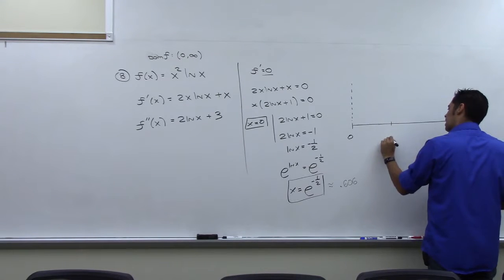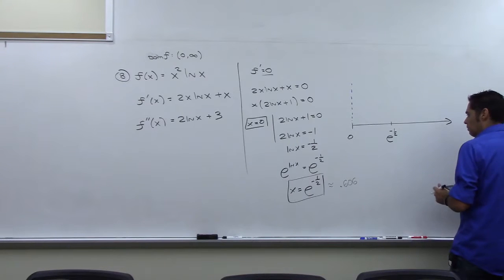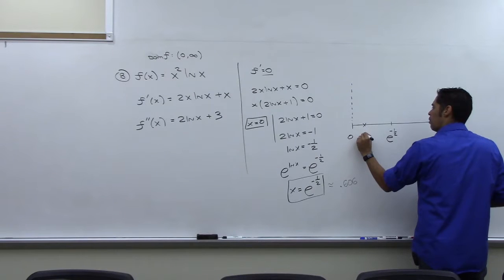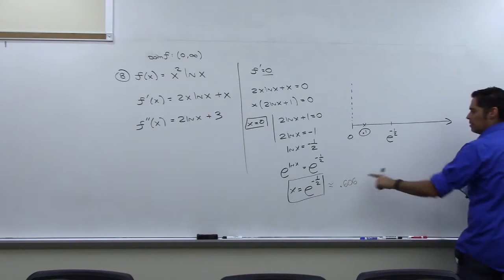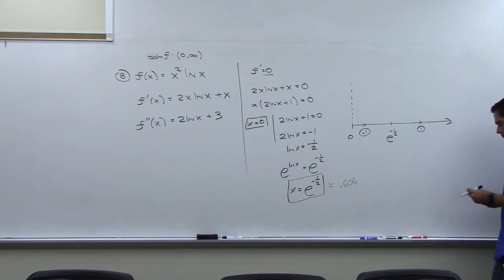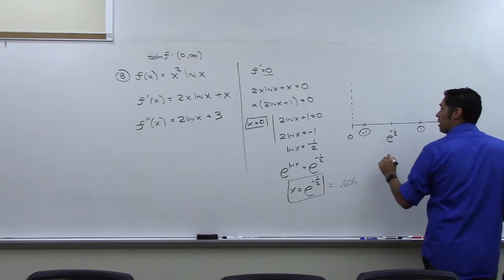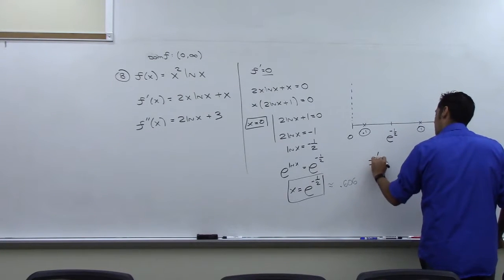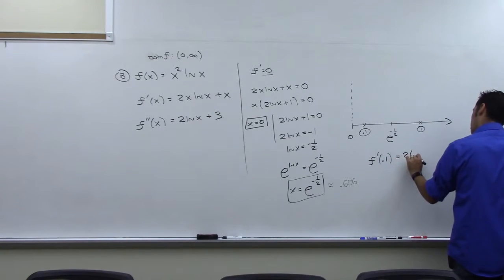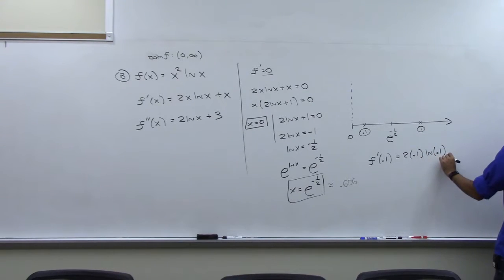So here is e to the negative 1/2. Now I need a test point. How about 0.1? It's to the left of that. And then over here, how about 1? So I've got to plug these into the first derivative. What is f prime of 0.1? Well, that's 2 times 0.1 times natural log of 0.1 plus 0.1.